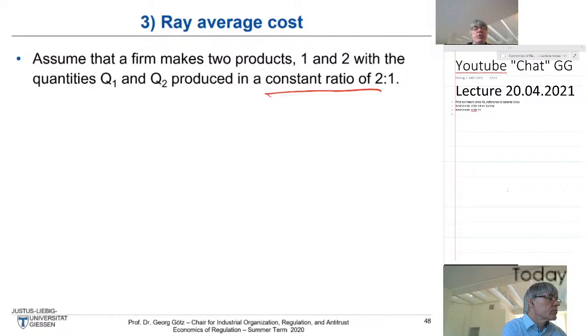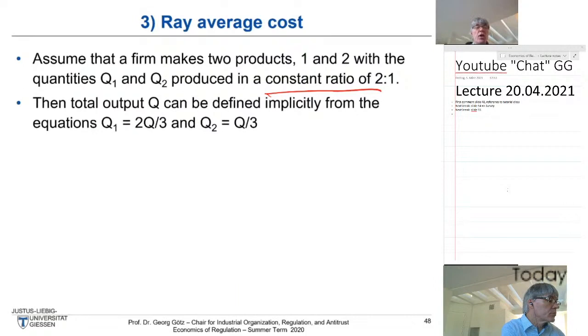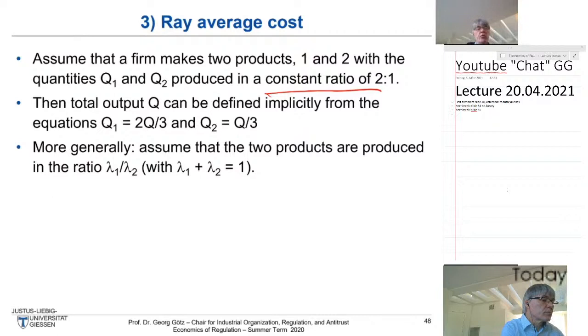Okay. So the problem here is, in order to get a measure of these average costs and economies of scale, you need to keep this ratio constant. If you keep it constant, then if you produce 3 million cars, and one third is Touaregs and two thirds is Golfs, you will produce 2 million Golfs and 1 million Touaregs. If you produce 6 million, just use this for simplicity, you will have 4 million Golfs and 2 million Touaregs.